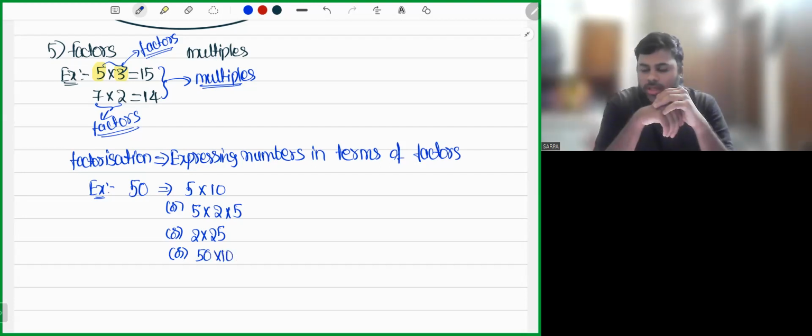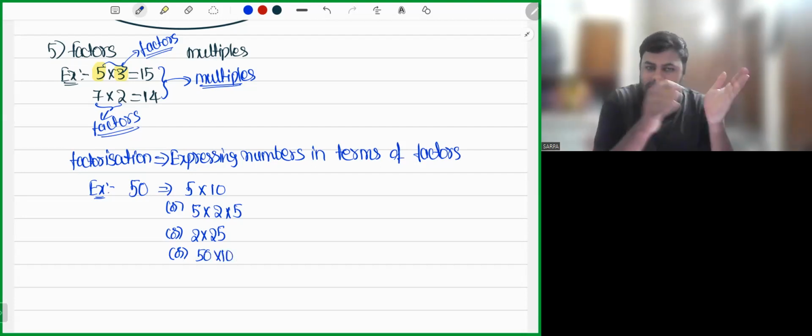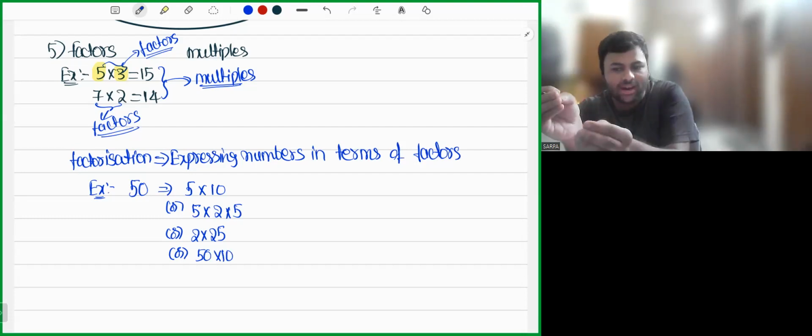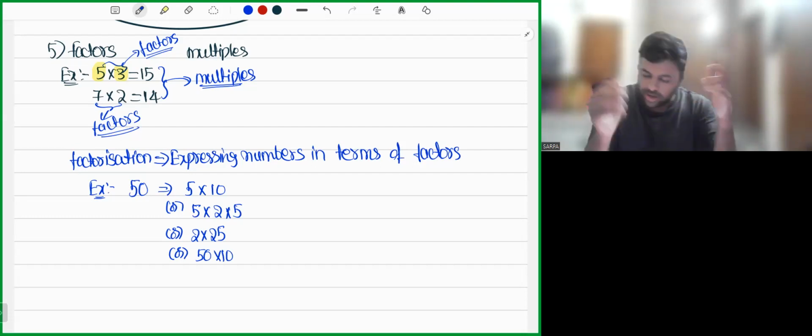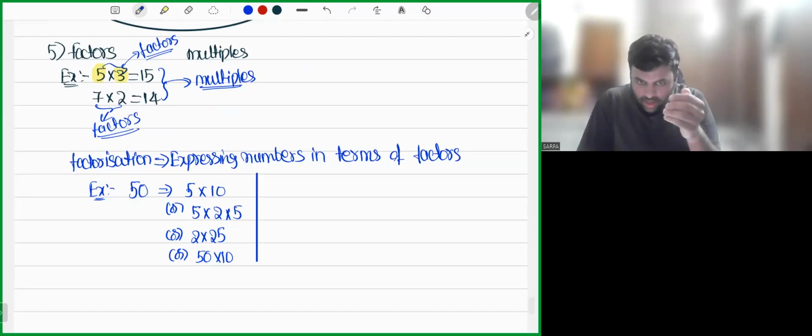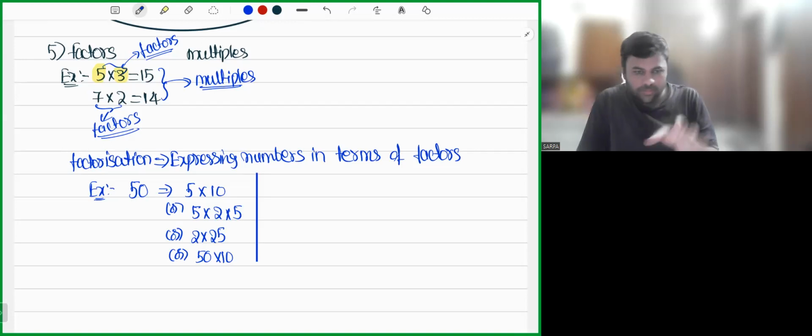What is this all? This is nothing but factorization of 50. If you express 50 in terms of factors, we call it factorization. What do you mean by factors? 5, 10, 5 2 5, 2 and 25, 50 and 1 are factors. What is 50? Multiplication of factors is called 50. So it is called a multiple.